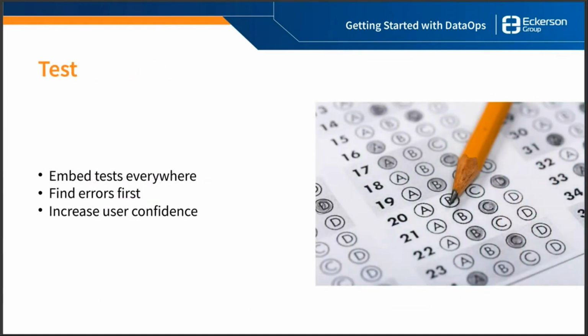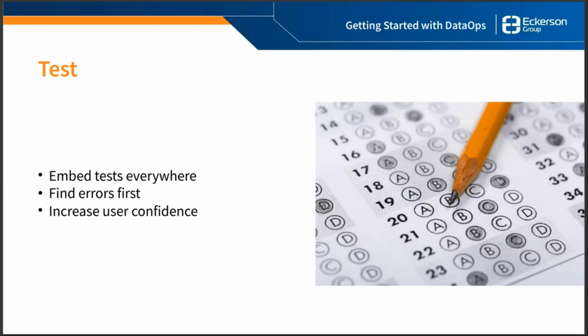Test. So we talked about this before. I cannot talk about this enough again. DataOps means you're embedding tests everywhere. The goal is to find errors first, and these are errors in the data and errors in the data pipelines. The last thing you want is for a business user or a customer to be the one who finds the error. You want to find it first. And the way you do that is by testing all the time. Building tests into your data pipelines, testing the data pipelines.